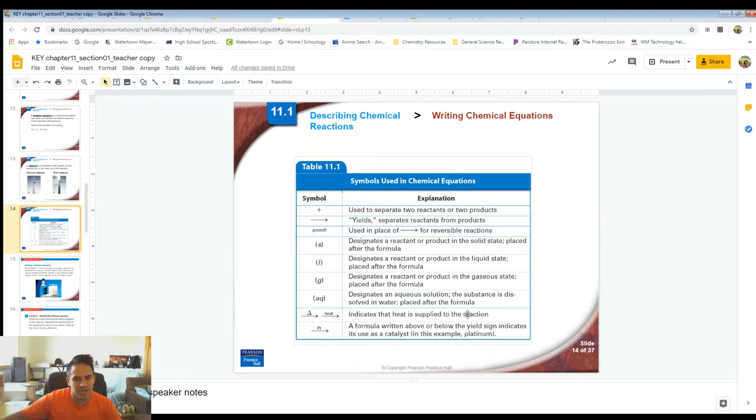If there is heat in a reaction, so like, if you have to supply some amount of heat to get the reaction to go, usually that is indicated with a little triangle over the arrow, or heat is written over it.